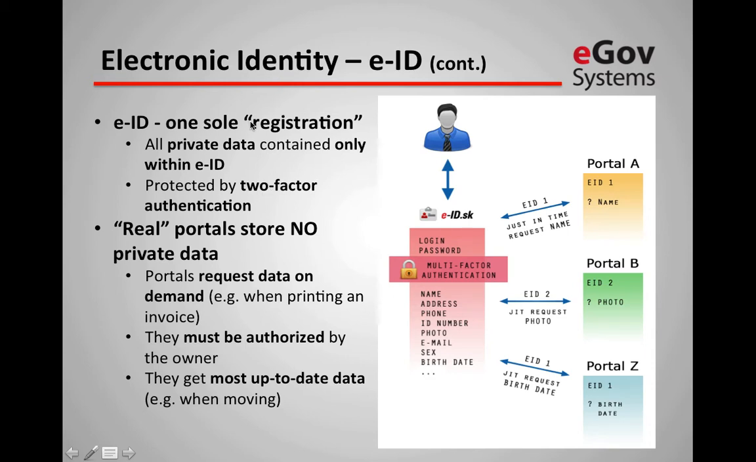In general, it looks like this: the person has one sole registration on the EID system with login and password and two-factor or multi-factor authentication, and all the data which he needs for other portals. When registering at other portals, only his electronic identity identifier is included as a connection between the person and his account on the portal. No data is stored, and needed data is requested from the identity server just in time when needed.